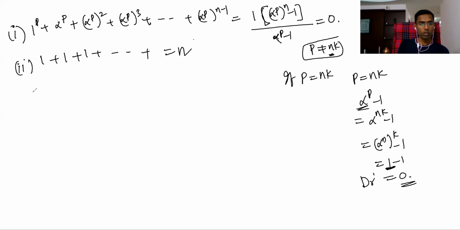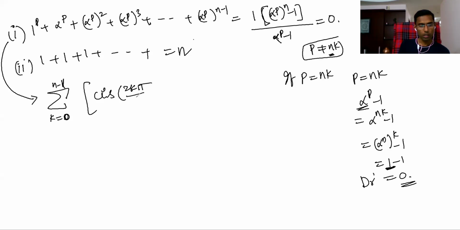If you want, this can be written as the summation k equal to 0 to n minus 1 of cis of 2k pi by n, whole to the power of p. Whole to the power of p is what? Very clearly, you can understand that p will come here.